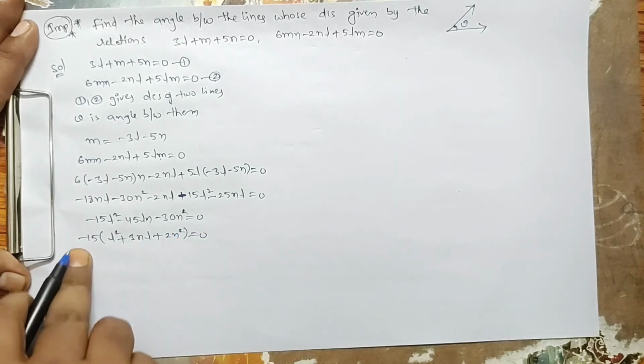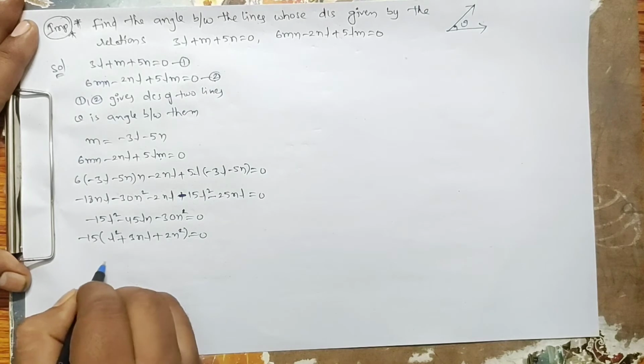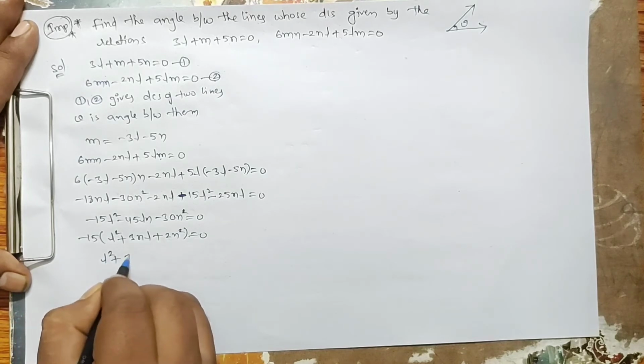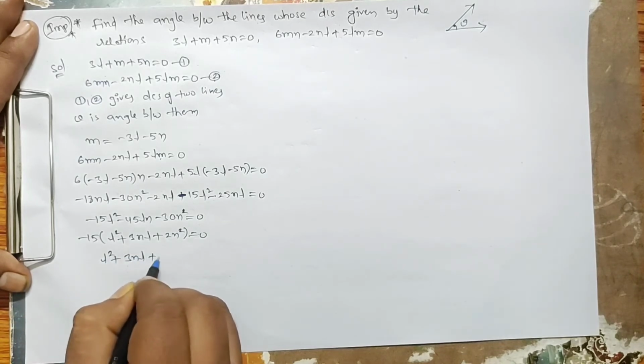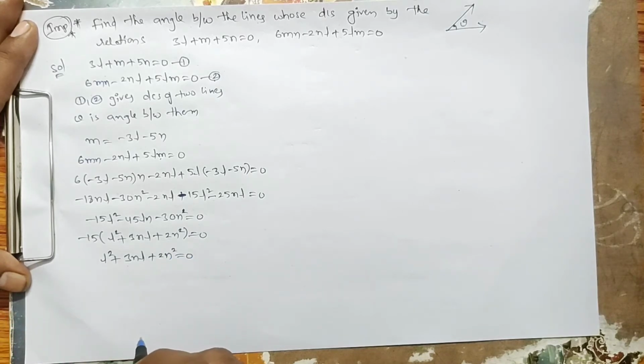Now transpose the -15 to the other side; it becomes 0 by -15, which is 0 only. What do we get here? We get that l square plus 3nl plus 2n square is equal to 0. We have to factorize this. We have to find out the factors.